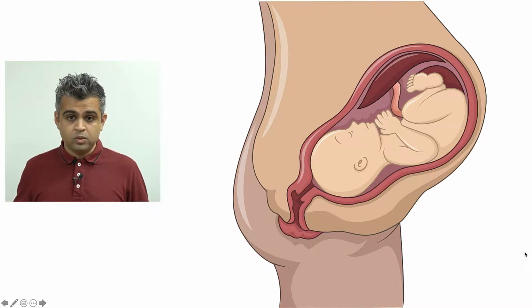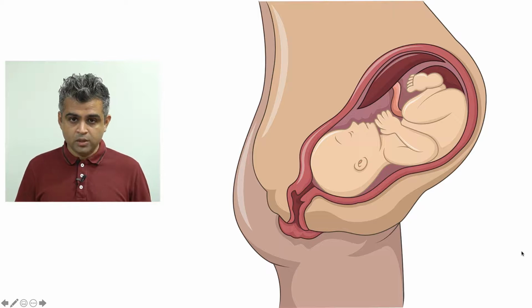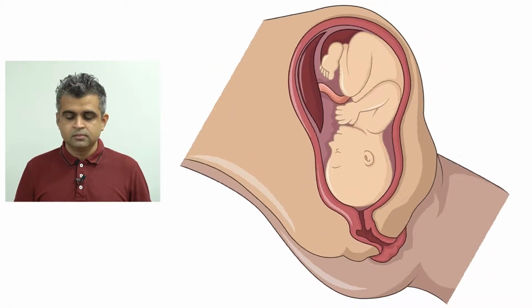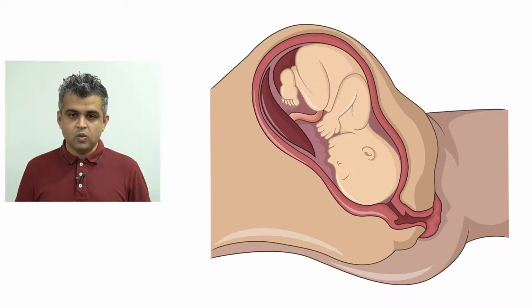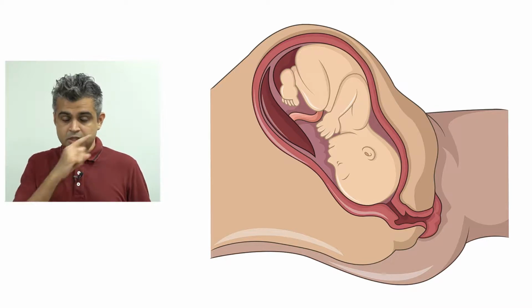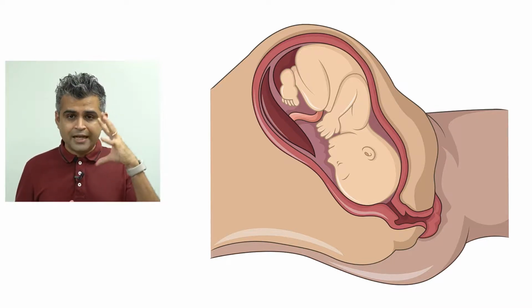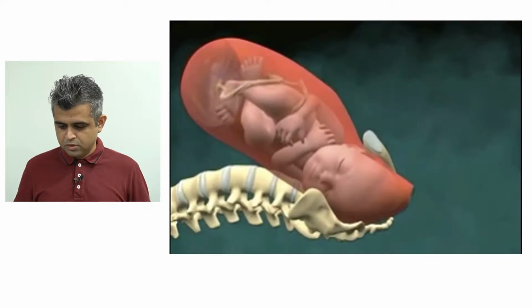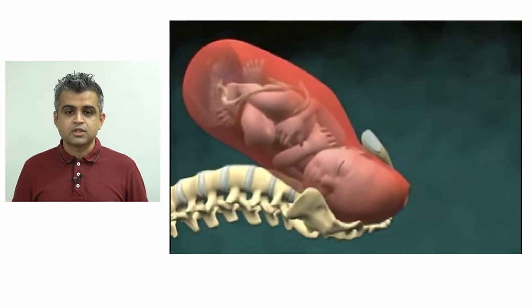So let's see how childbirth is actually going to occur. If I was to ask this mother to lie down, this is how she is going to be lying down. Now during the process of delivery or parturition or childbirth, the uterine muscles, the muscles of that organ, will contract so that the baby is going to be pushed out. Have a look at this little video animation which shows this to you.